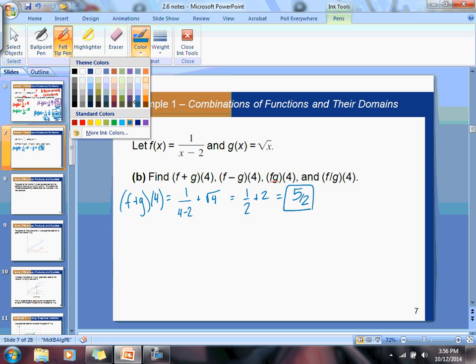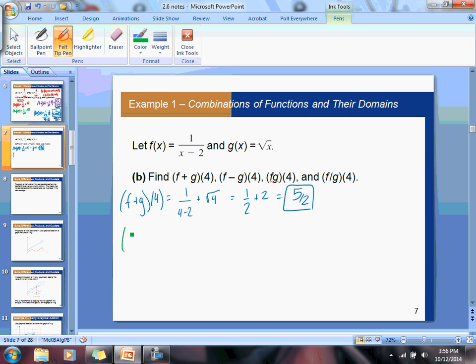For f minus g, remember order matters now, of 4. So I have my f function, and I'm substituting the 4 in there, minus the square root of 4 for my g function. So now I have 1/2 minus 2, so that's going to be negative 1.5 or negative 3/2.